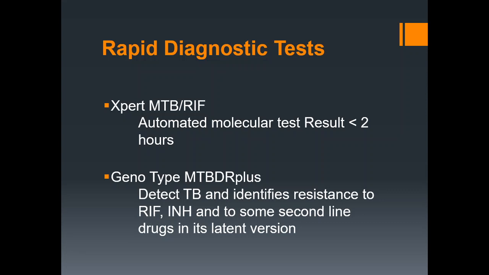These are rapid tests. These are available in the TB center in Erbil. If we suspect TB, we can send a sputum sample, CSF, or pleural fluid. And this is an automated molecular test. We get the result within less than 2 hours and it tells us whether this is positive and whether the organism is resistant or sensitive to rifampicin. And the new generation also tests for sensitivity to INH and even some second-line drugs.